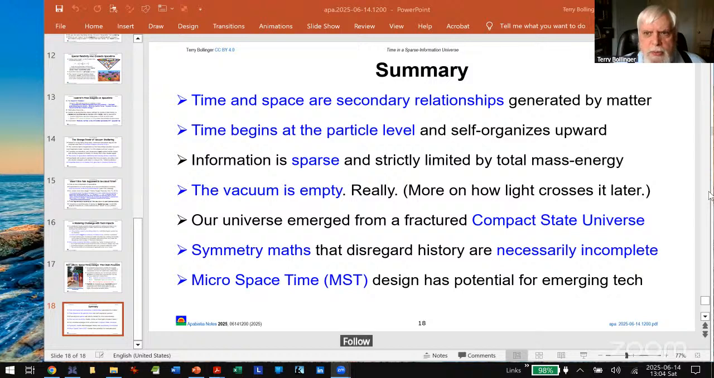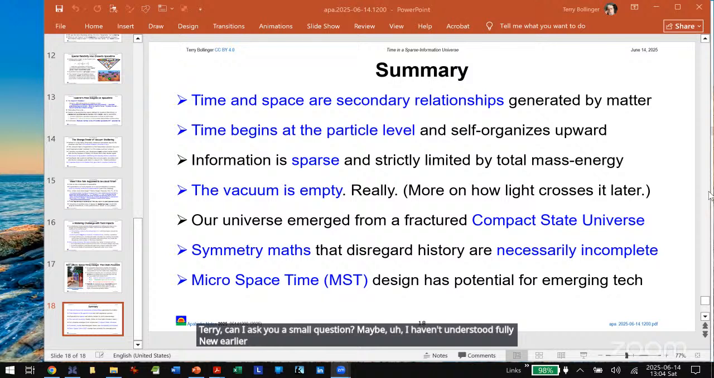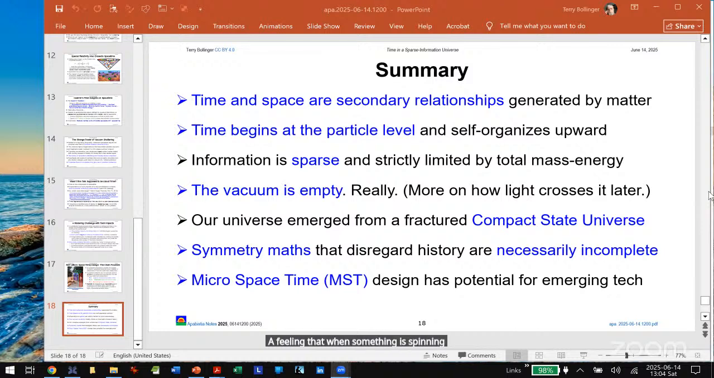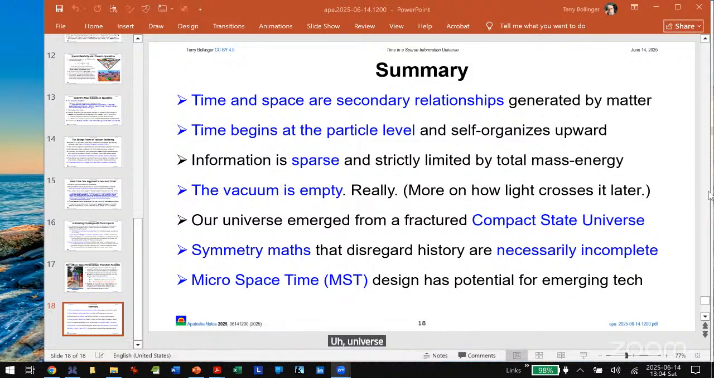Follow up or anybody else? Terry, can I ask you a small question? Maybe I haven't understood fully your earlier slides when you're talking about the centrifugal feeling when something is spinning and the connection with the earlier, unspun universe. So if you say there is no violation of light speed, what connects the earlier, unspun universe with the present spinning, in a sense? It's a kind of entanglement. And what is the actual mechanism of that connection?